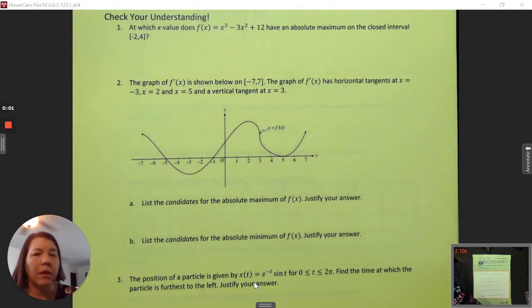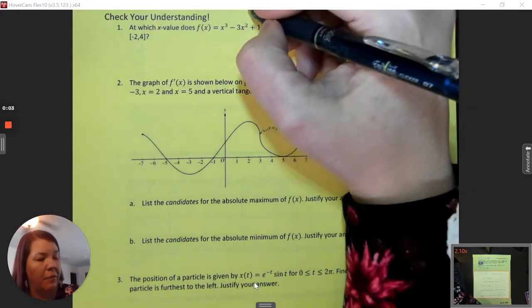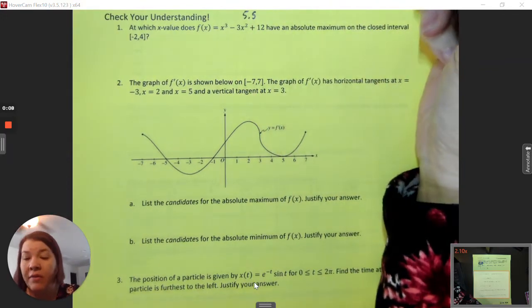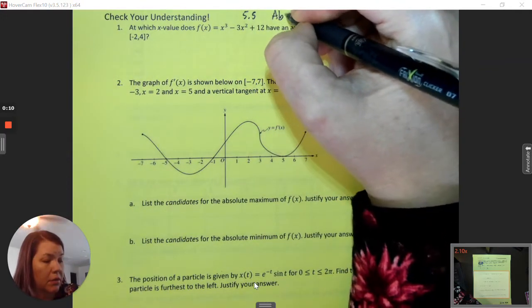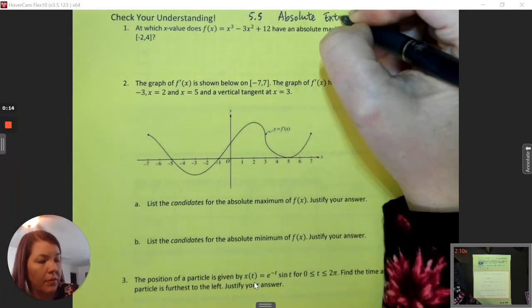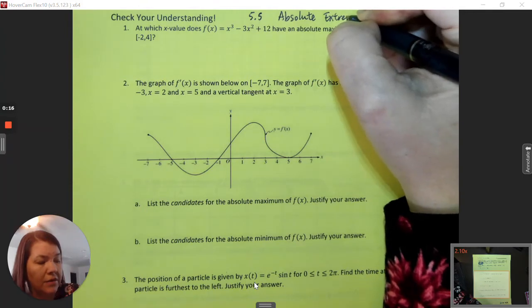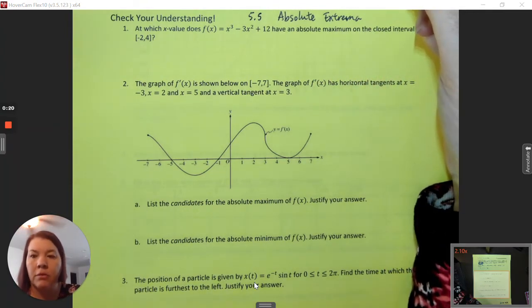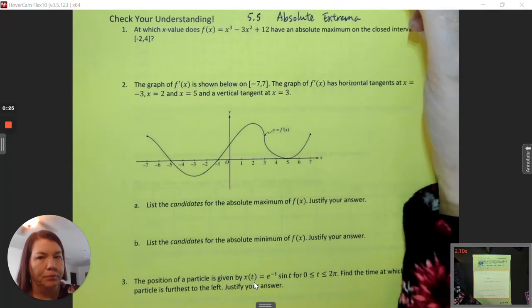Okay, so we're going to be doing the Check Your Understanding for topic 5.5, which is the candidates test, or the way to find absolute extrema. So when you're asked to find the absolute max or the absolute min, you're doing a candidates test.